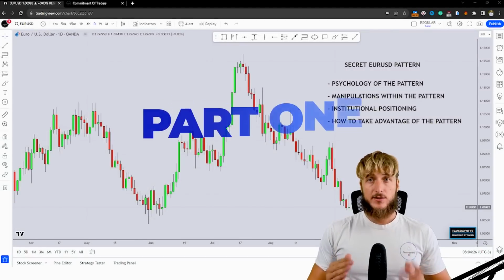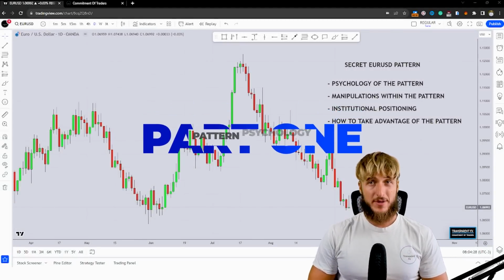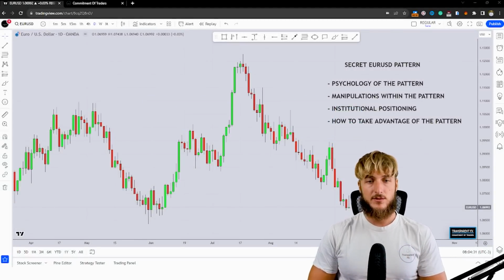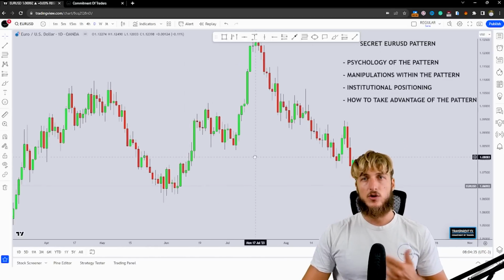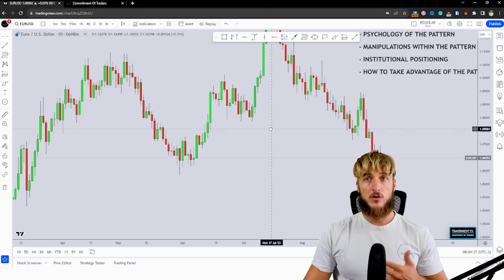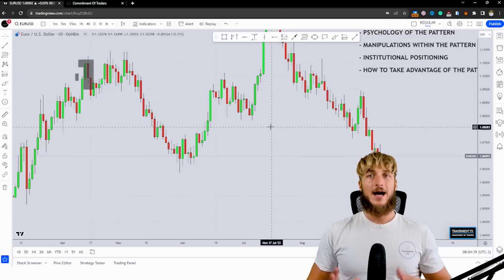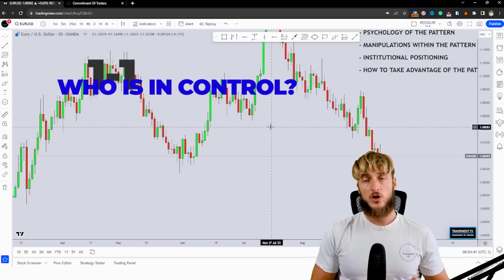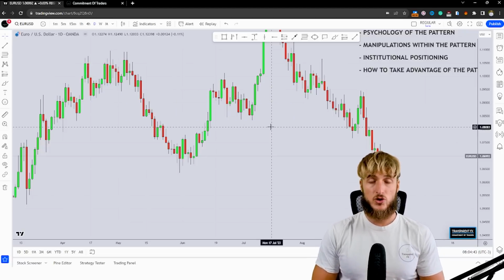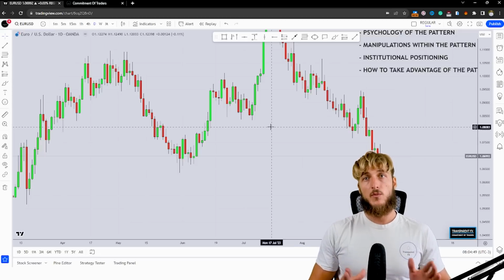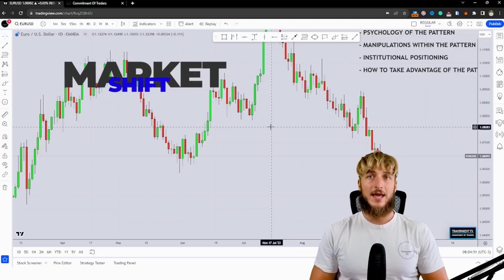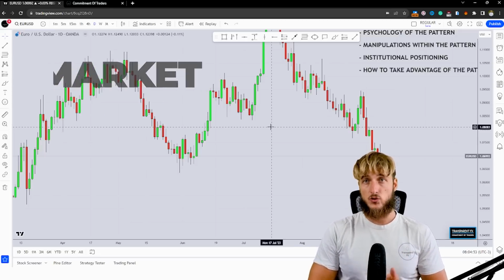Okay, so let's start from the psychology of the pattern. So how is this pattern created? Now, first of all, we have to keep in mind that all the movements on the market follow a very clear principle. Either buyers are in control or sellers are in control. Now, in this specific case, this pattern gets created when there is a shift from sellers being in control and then buyers getting into control.